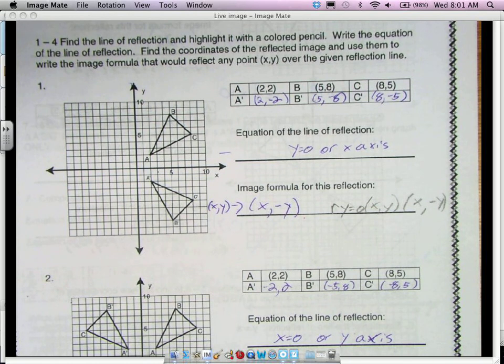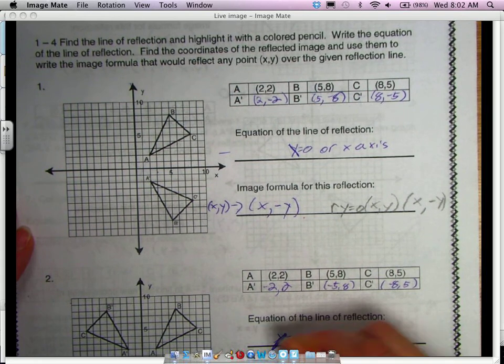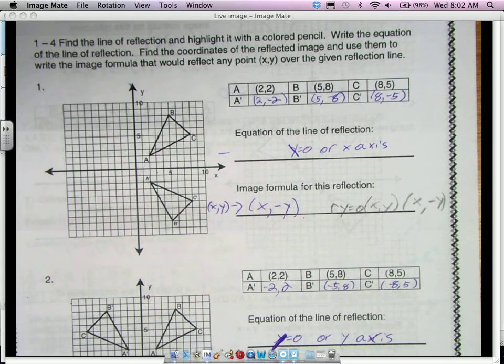We found from that listing and from looking at where the 2 triangles are apart that it was, did I say y equals 0? It should be x equals 0, right? It should be x equals 0, or the x-axis, okay? So it's x comma -y.